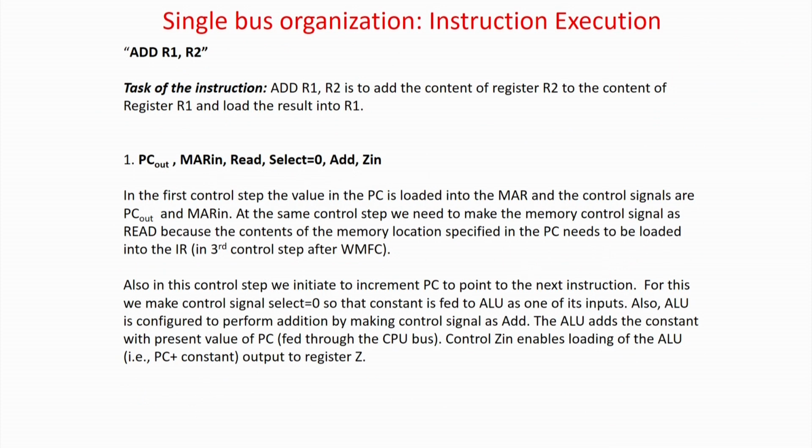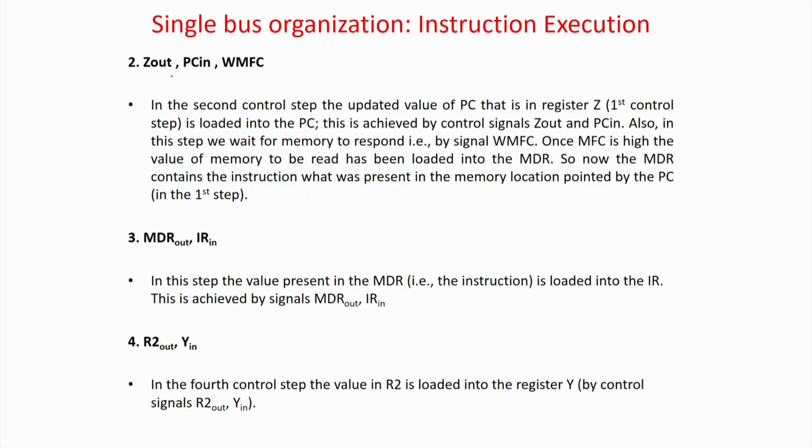In this case we are going to see another arithmetic operation: add R1 R2. In this case the value of R1 will be added to R2 and stored in R2. Again, as I told you, the first stage is PC out, memory address register in, read, select, add and Z in. In this stage the program counter is incremented, stored in Z, moved to PC, and we wait for WFMC. Once it is done, then MDR out and put in IR.